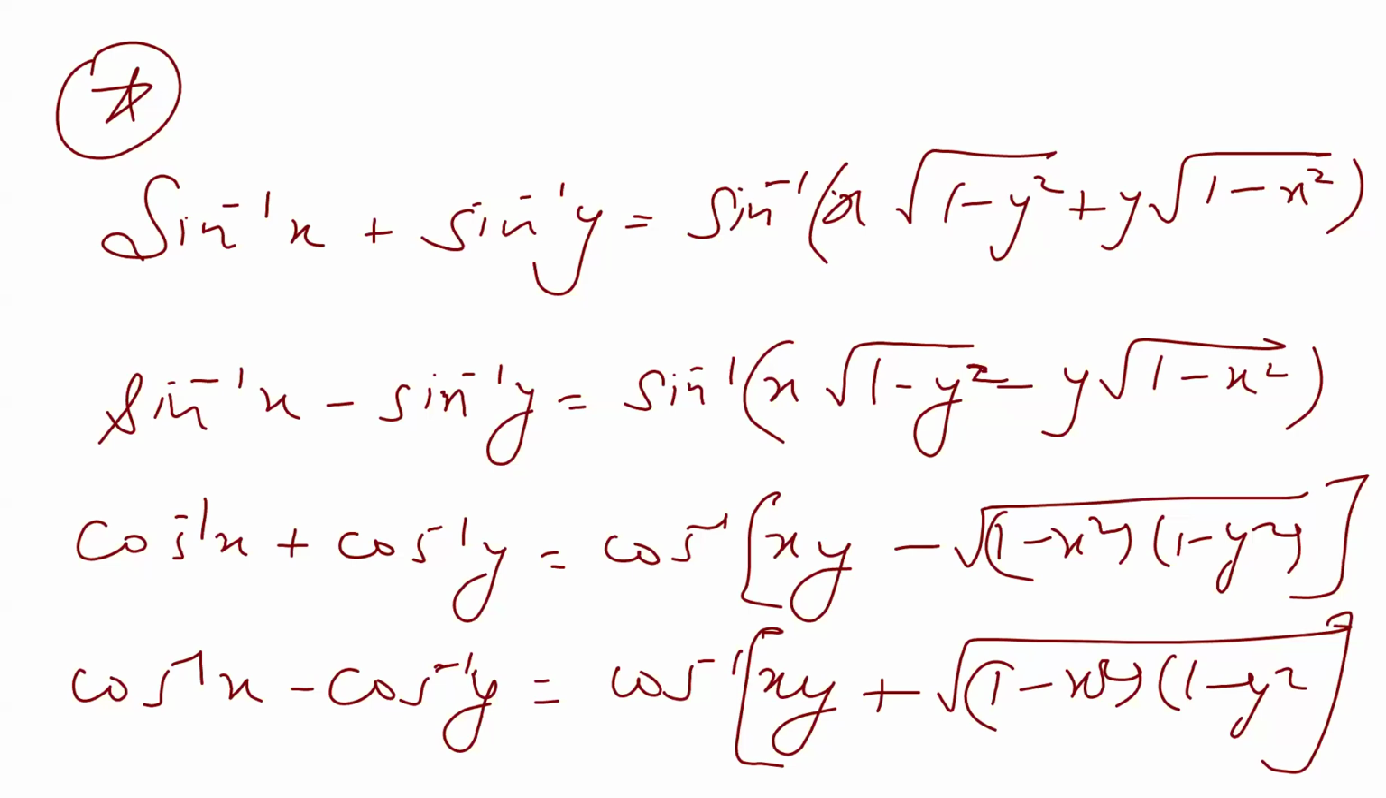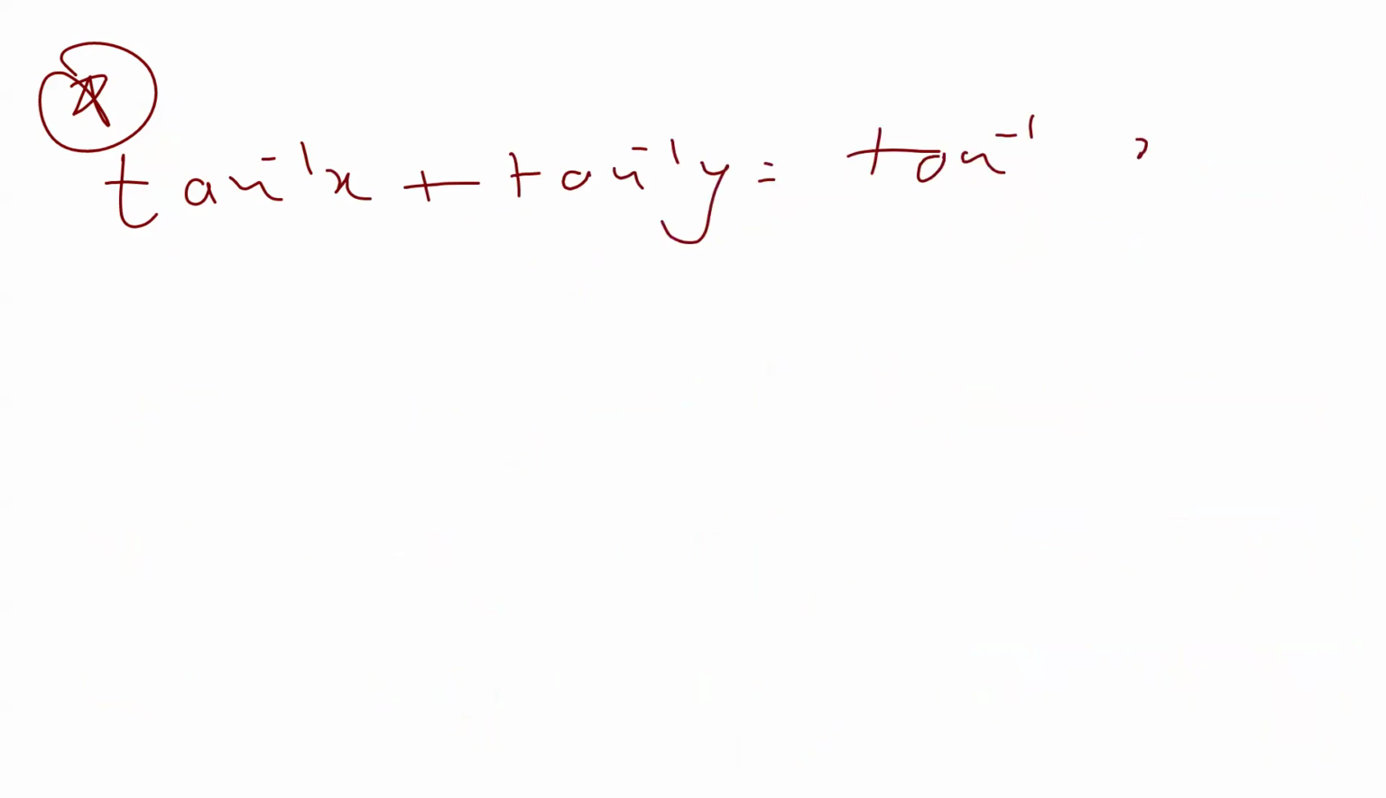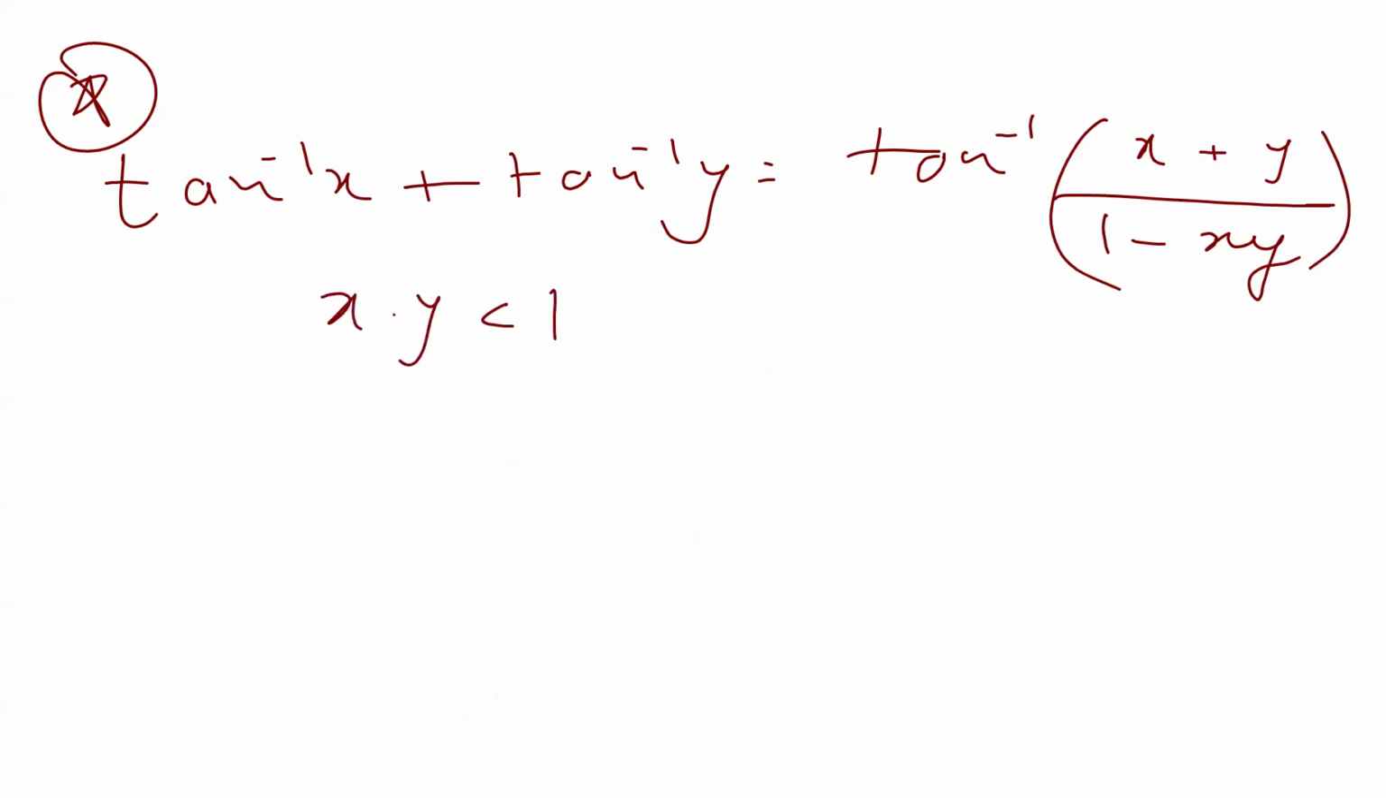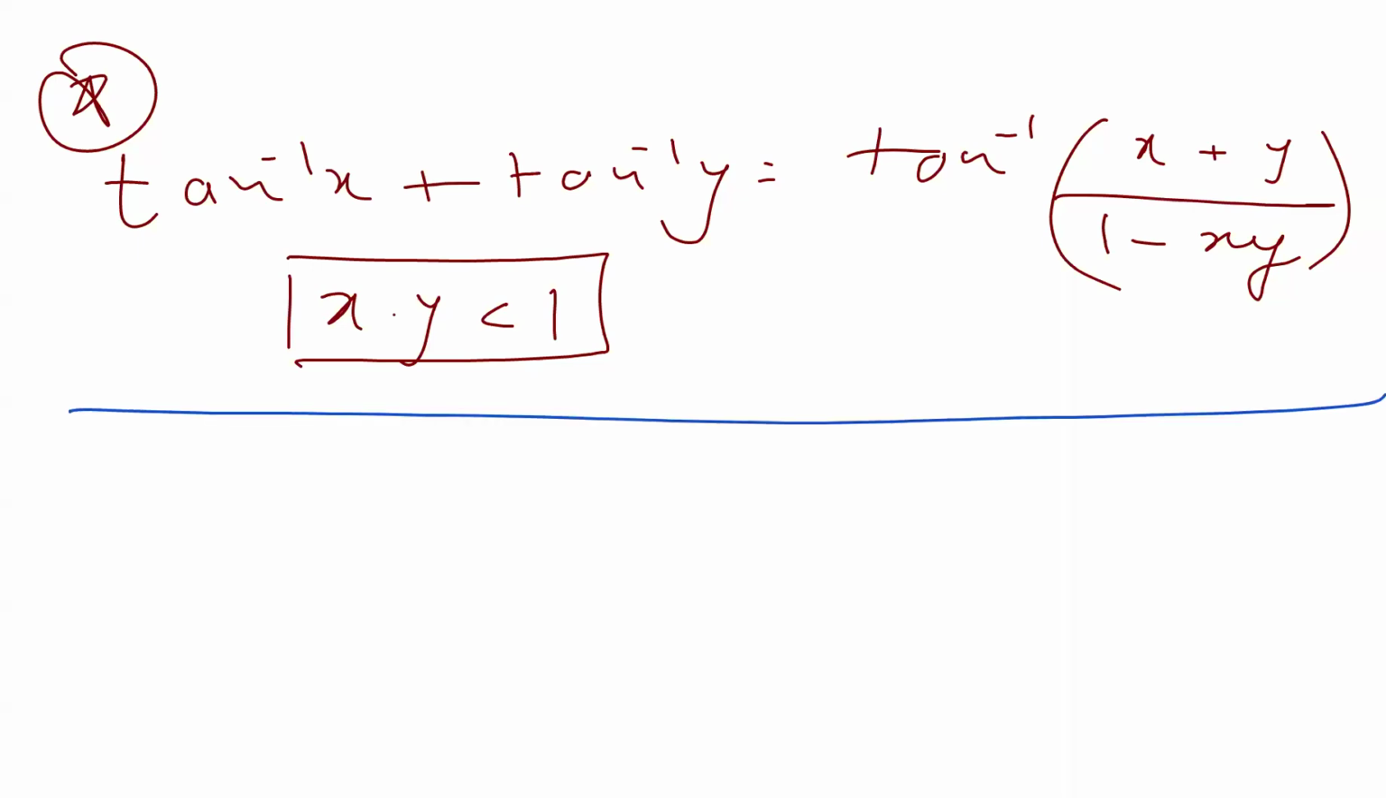So the next formula list is quite important. Okay. So it is tan inverse of x plus tan inverse of y. This is equal to tan inverse of (x plus y) upon (1 minus xy). Now this is true when x into y is lesser than 1. Okay. Now there are two special cases for this, special case 1 and special case 2.